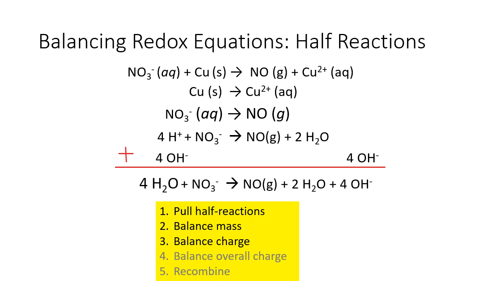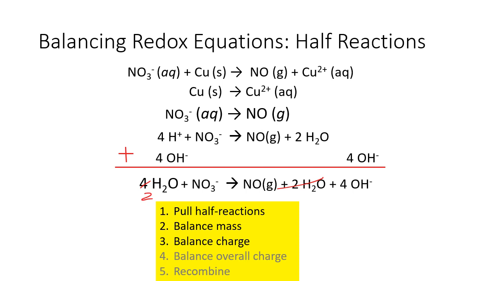We now have water on both sides of our equation, so we're going to cancel out the excess water. We simplify it to 2 water on the reactant side plus nitrate going to nitrogen oxide and 4 hydroxide ions. At this point, we balance for charge. On the left-hand side, we have a -1 charge from the nitrate, and on the right-hand side, we have 4 times -1, -4 from the hydroxide.